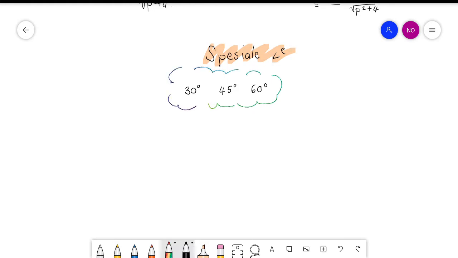Daai is ons spesiale hoeke. Those 3 angles are my special angles. And then we sometimes forget about them, but 0 and 90 degrees as well. But don't worry about that now. Okay, so hierdie spesiale hoeke is hoeke wat jy moet ken.